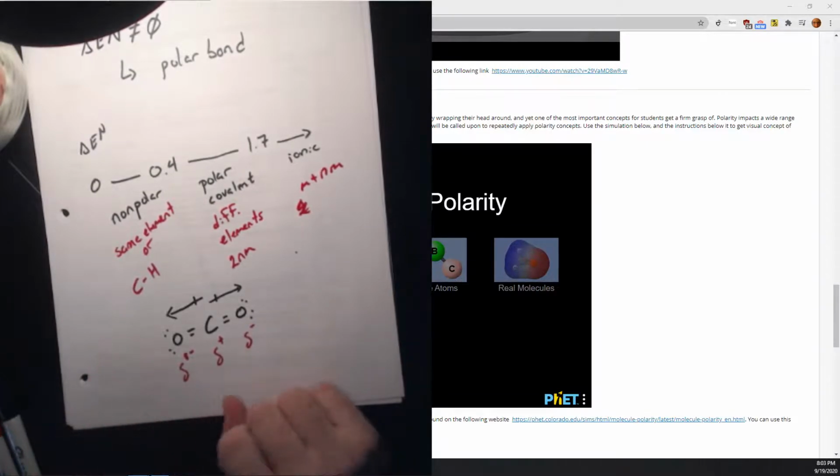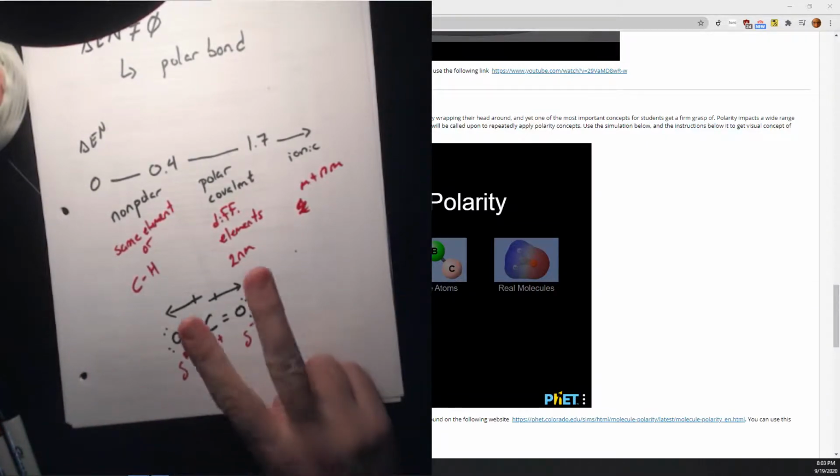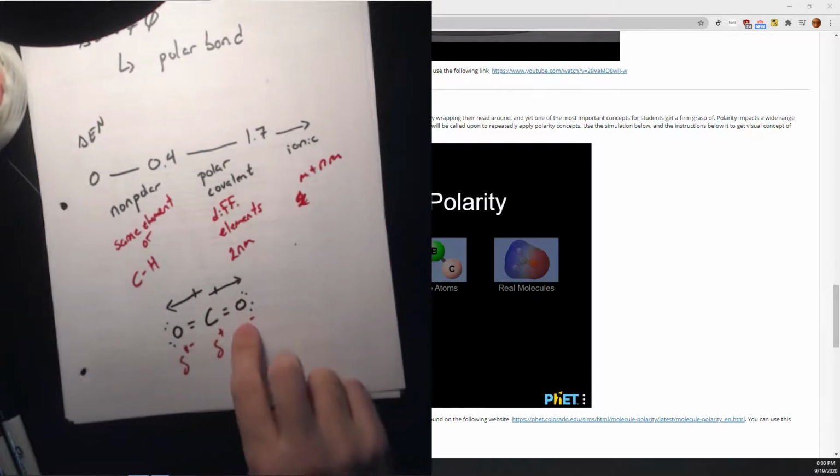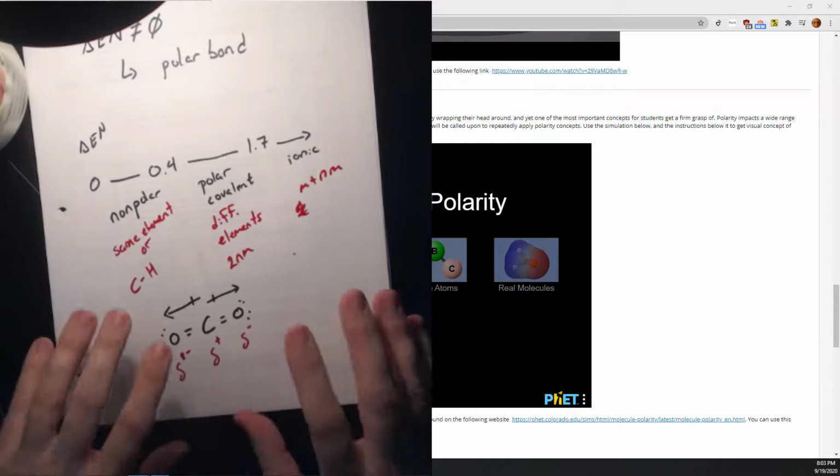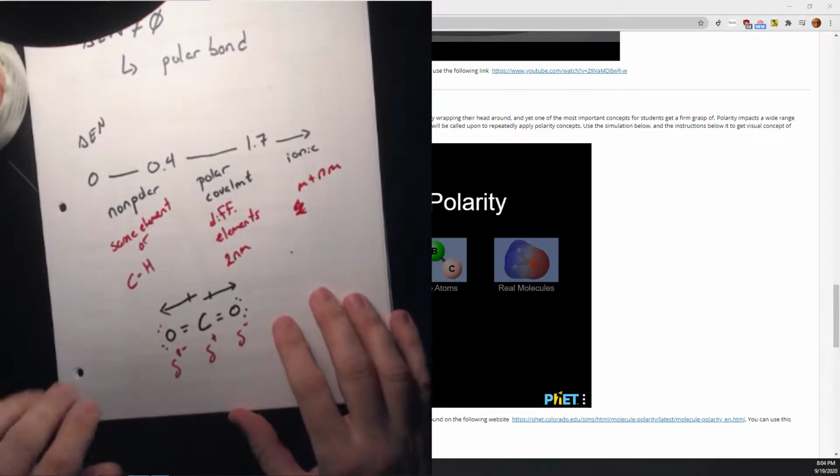In order to have a polar molecule, you need two things. Not just polar bonds, you also need some form of broken symmetry. You need an unevenness to the molecule.